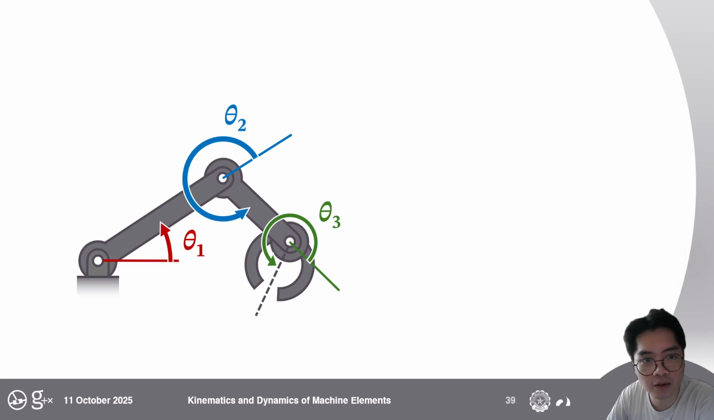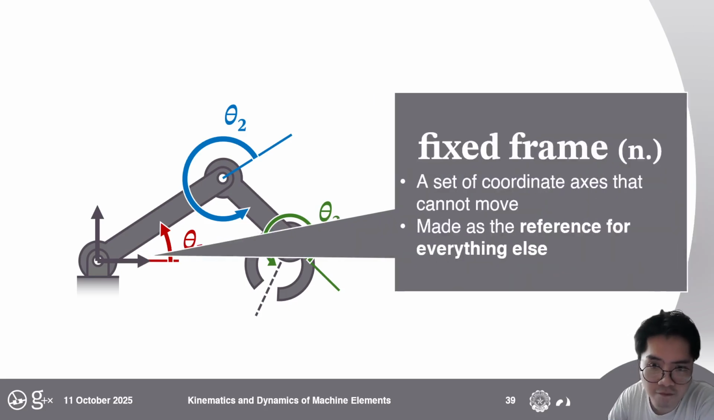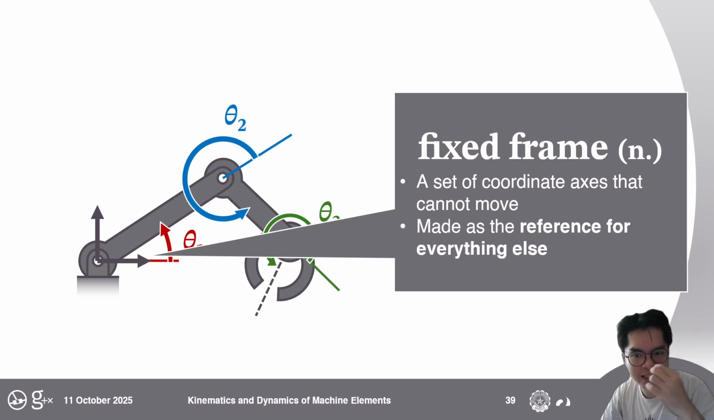On the other hand, we have this thing. So you might say to yourself, wait, is this degrees of freedom? No, this is just a reference frame, a fixed frame, literally a set of coordinates that is anchored to the ground, right? That is anchored to the ground. The thing about this fixed frame is that this is made as the reference for everything else.